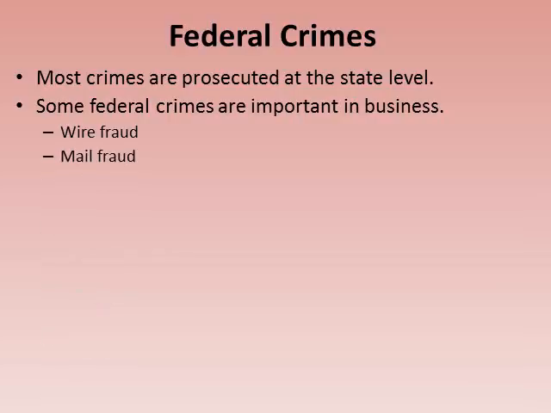Or if you use the United States mail to defraud somebody, again, that's a federal crime if it crosses state lines. And if you're using the U.S. mail, which is really a branch of the federal government, to commit your crime, very, very bad. That's a federal offense, and it can send you to federal prison. Something that's kind of unique is a federal statute called RICO.